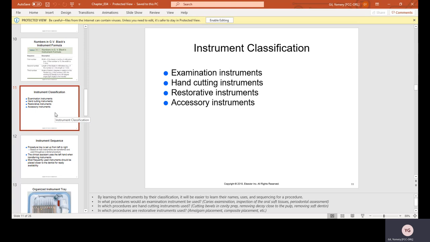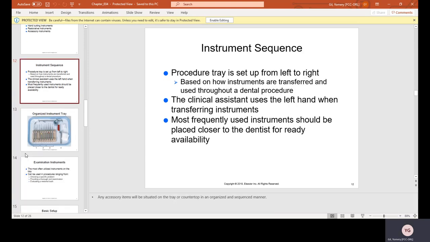So instrument classification. There are examination instruments, hand cutting instruments, restorative instruments and accessory instruments. Okay, so instrument sequence. A procedure tray is set up from left to right, based on how instruments are transferred and used throughout a dental procedure. Whatever the dentist is going to use first, those instruments should be furthest to the left. And all the way to the right should be the last instruments that he will use in a procedure.